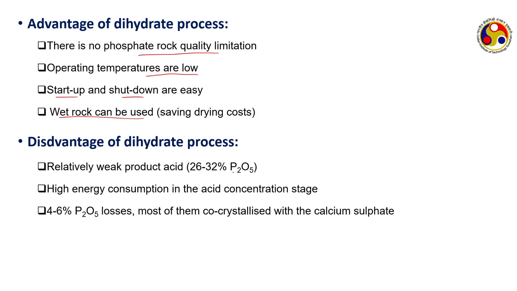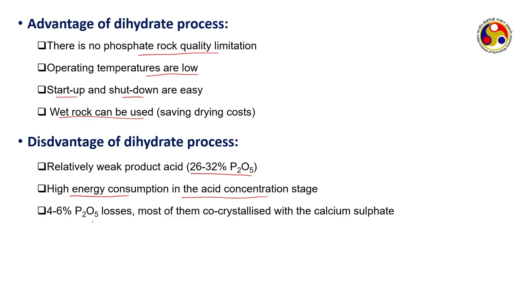But the disadvantage, as I showed you, is that it requires an additional step, which is the concentration step. The overall process gives only 26-32% P2O5. So there is high energy consumption. You need pretty high energy in the acid concentration. In that additional step, in the evaporator, you need to provide a lot of energy. That is what we call high energy consumption.